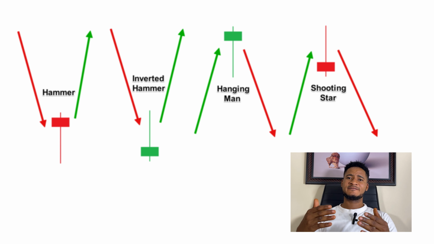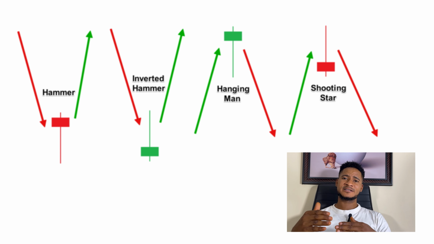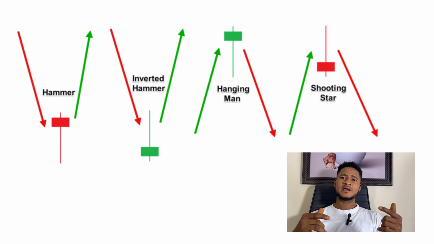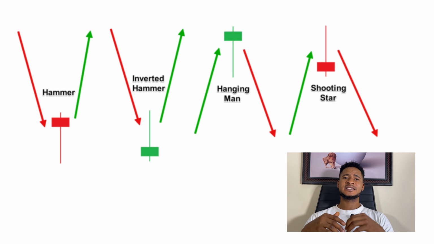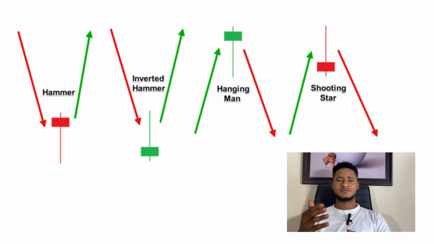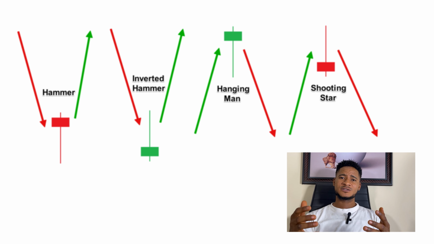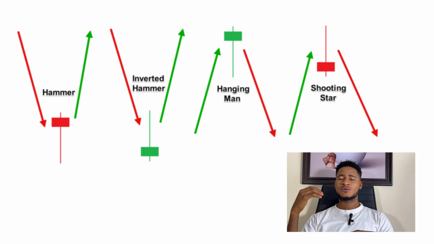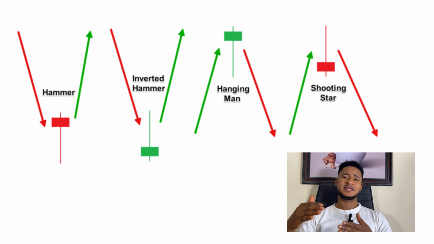A hammer or an inverted hammer is most effective in a downtrend, which means when there is a downtrend and you see a hammer, it tells you that the market is going to reverse. When you see a hammer or an inverted hammer in a downtrend, it tells about a reversal of price. They are also referred to as the hanging man or the shooting star when you see them in an uptrend.